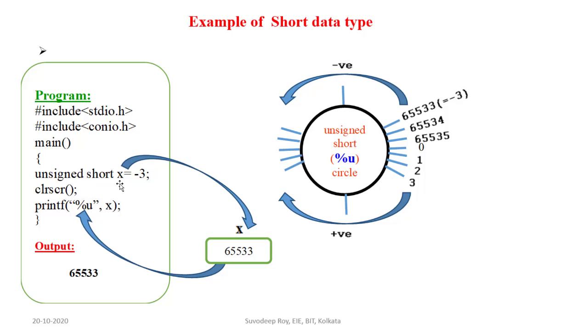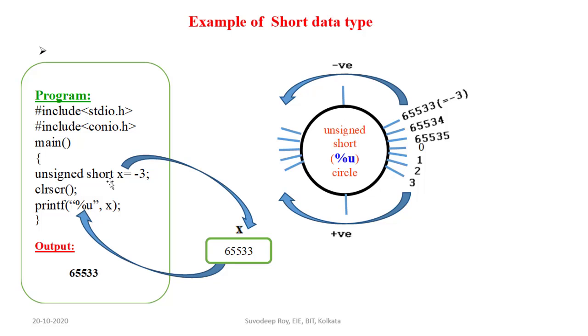Coming to the next example related with short integer type of data. Say X is the variable I have declared here as unsigned short X and the value of X is minus 3. So when we declare like this, for X there will be allocated a particular memory location and the value will be stored into that memory location. Whether the minus 3 will be stored into that memory location or any other value will be stored. Here it is unsigned short integer.